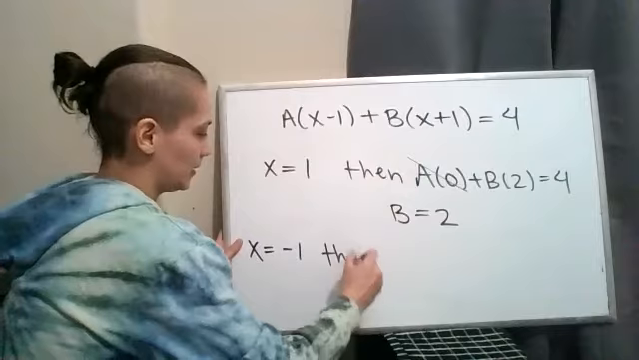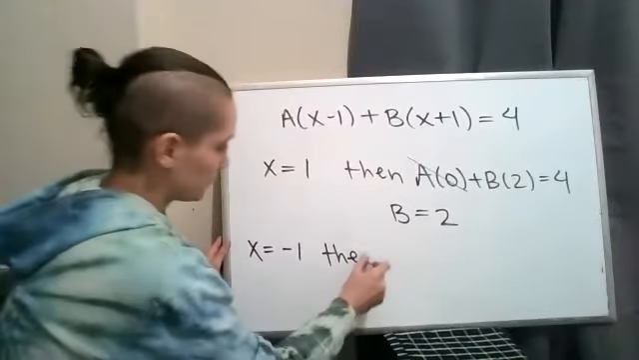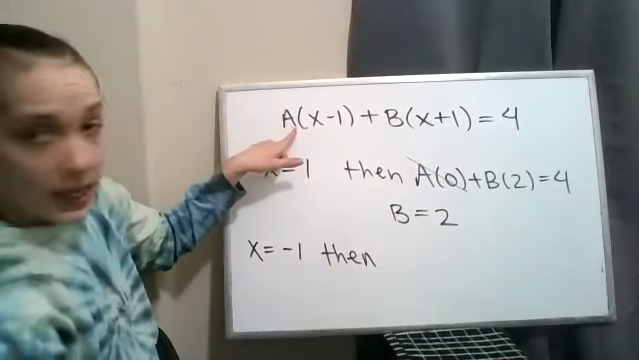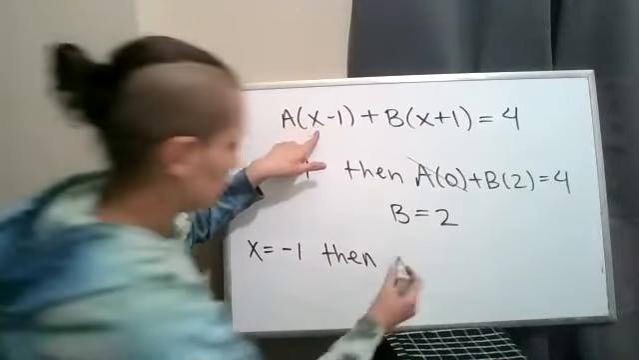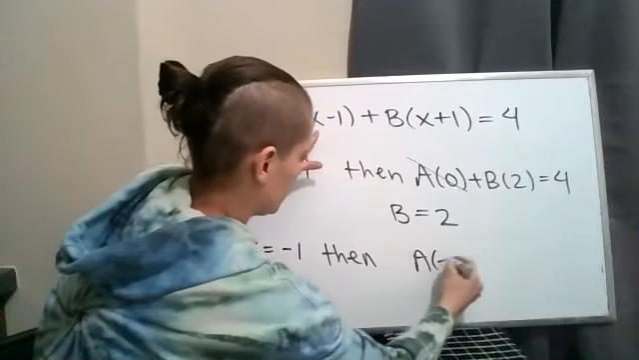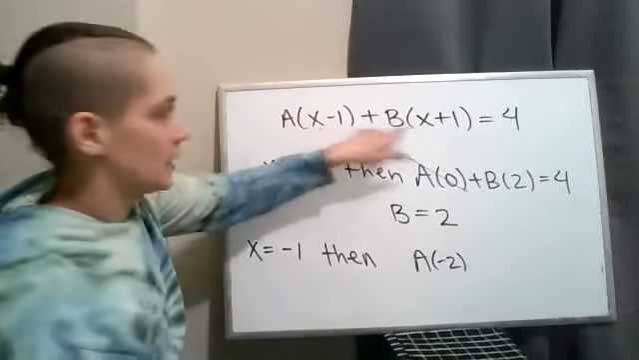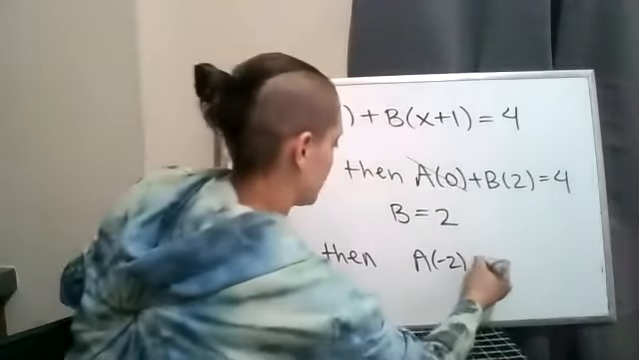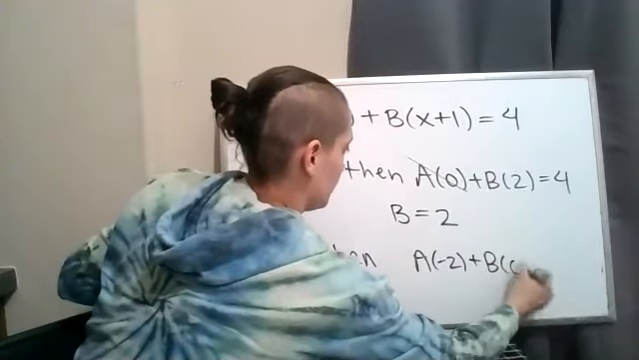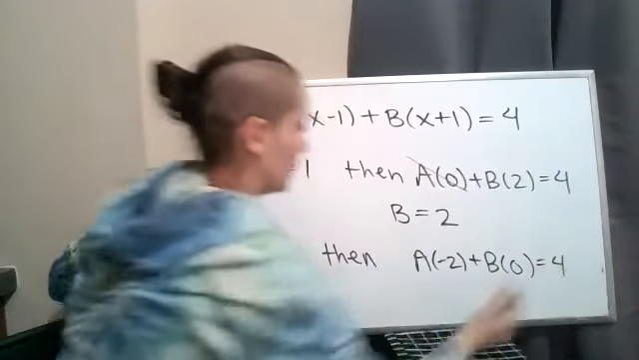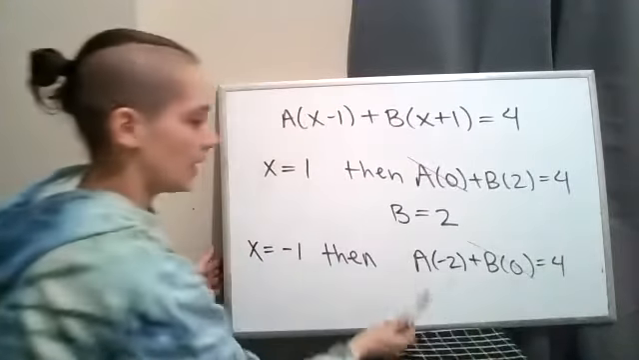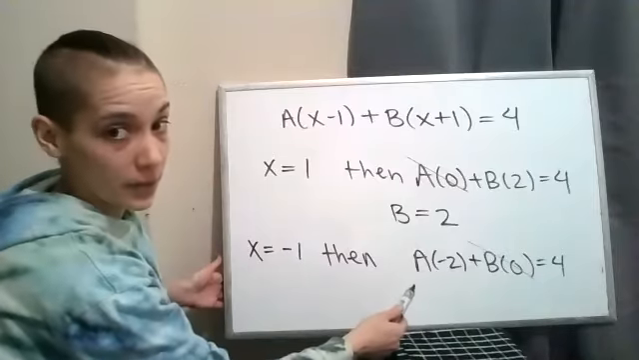Next time, I think let's let x be -1. And then we would have a times -2 plus b times 0 equal to 4. That b term is going to be 0, and a will equal -2.